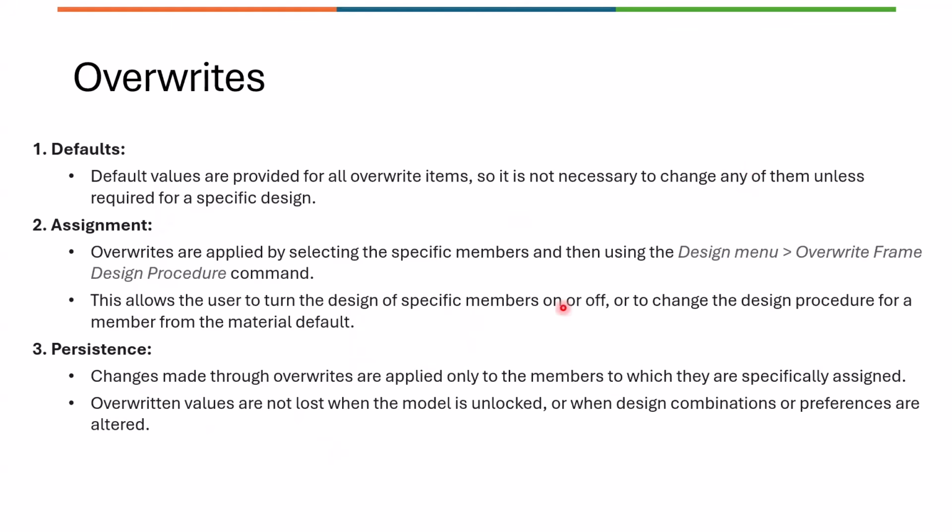And also, there are default values when you start the design. Default values are provided for all override items. So it is not necessary to change any of them unless required for a specific design. So assignment is when you assign something, and then persistence means that changes made through overrides are applied only to the members to which they are specifically assigned. And override values are not lost when the model is unlocked or when design combinations or preferences are altered. So you will have to reset the overrides to begin afresh.